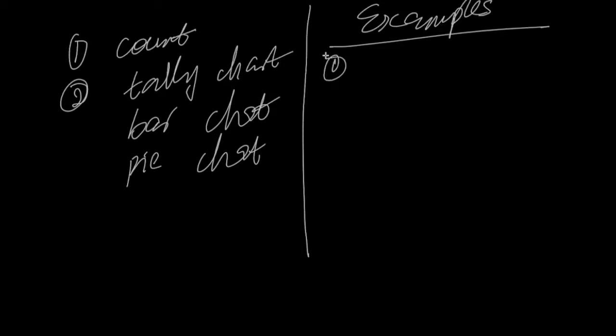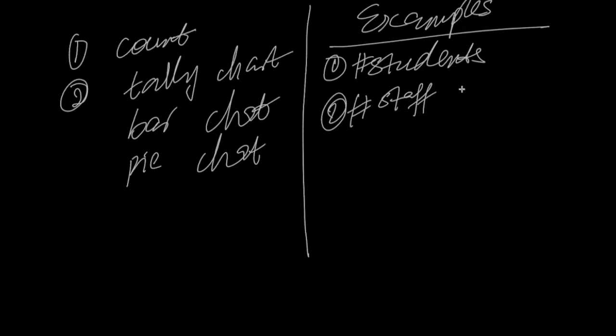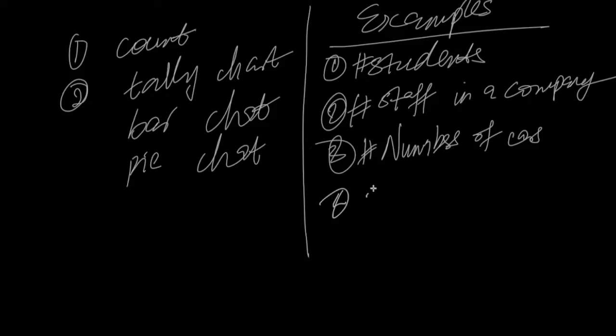Examples. 1. The number of students in a class. The number of staff in a company. The number of cars in a garage. Like the number of planets around the sun. How many languages can you speak? You can say, I can speak 5 languages. How many children do you have? Say, I have 10 children. I have 2 children. All these are called discrete what?